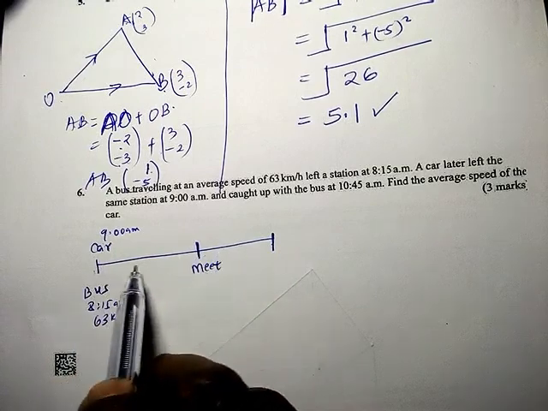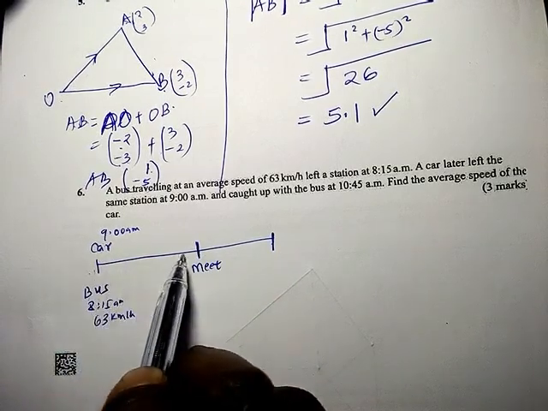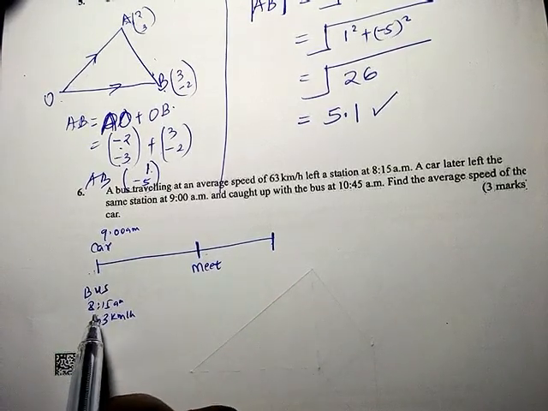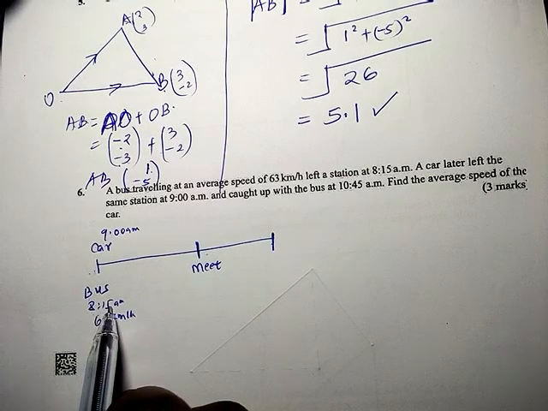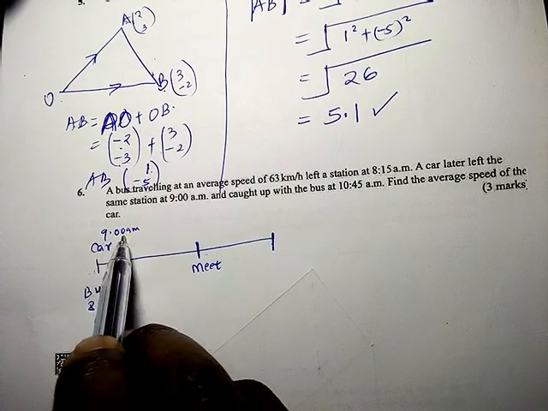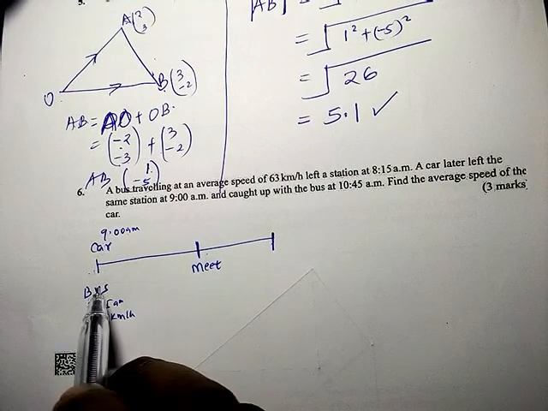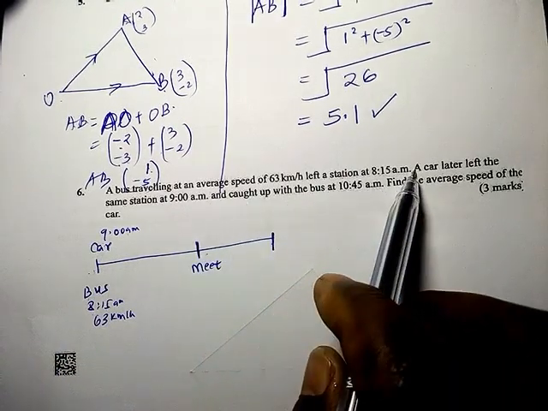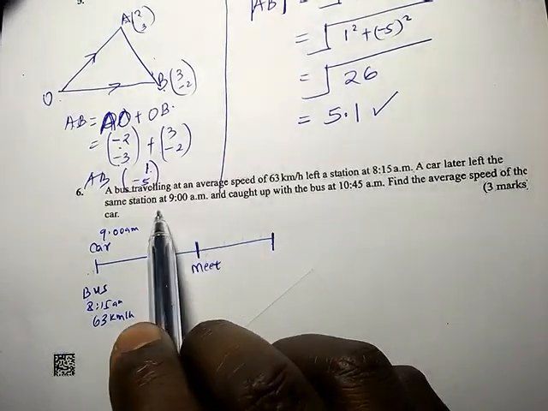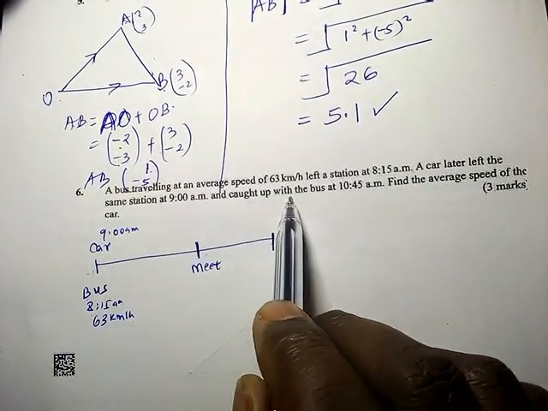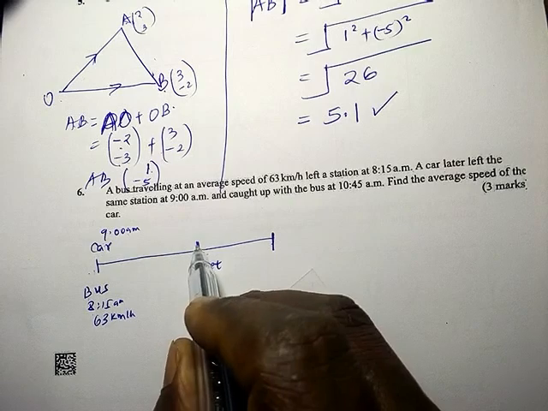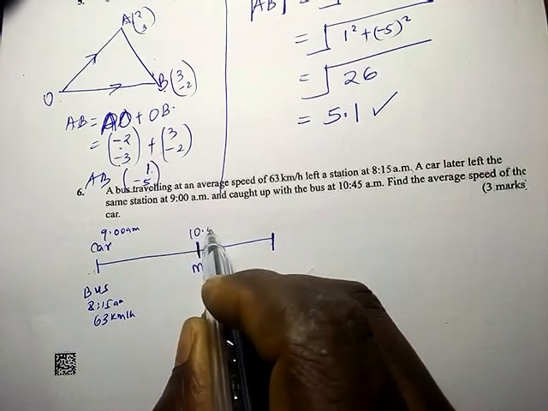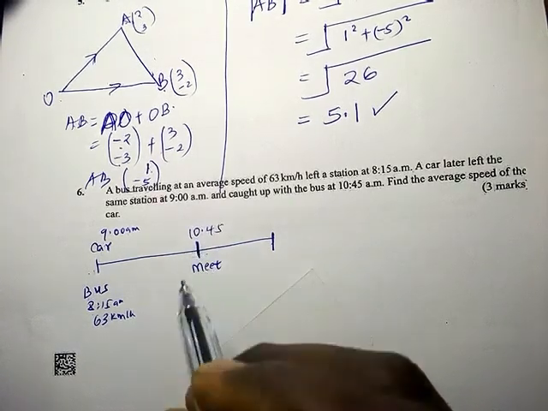We don't have the distance, but the car and the bus are going in the same direction. But the bus began the journey at 8:15. The car later began at 9 a.m. So they are going. The car caught up. The car later left the station and caught up with the bus. So it caught up here, at 10:45. This is where it caught up.